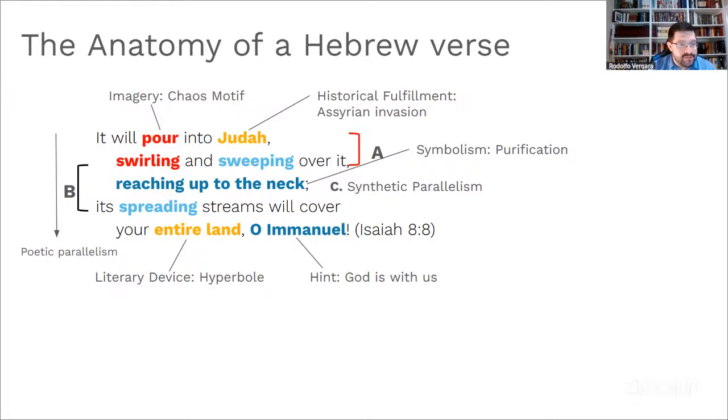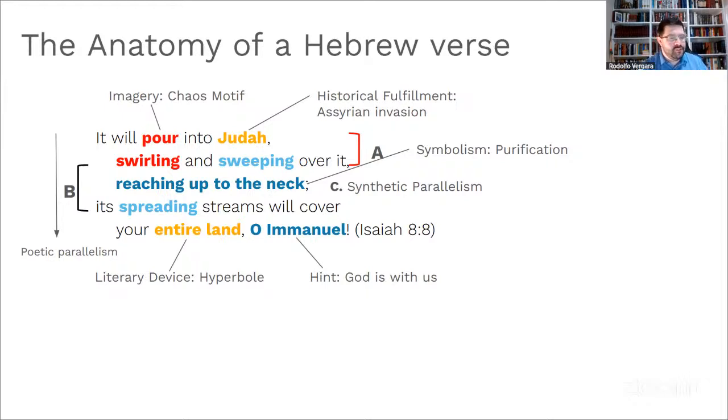But for example, here, instead of just saying, I will invade your land with this foreign nation, the language is going to be, I will pour out into Judah. So, okay, you start thinking, we are Judah, we are the people, swirling and sweeping over it. So now it's the idea of pour out, swirling, sweeping. You start thinking, okay, this is like a flood that's coming. And then it gets closer and closer.